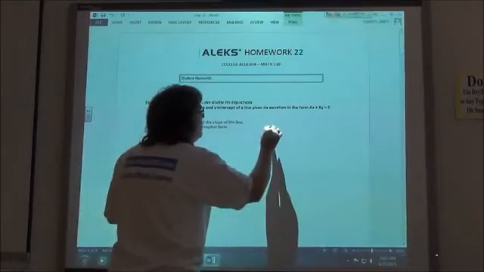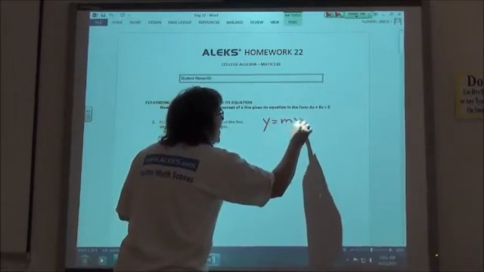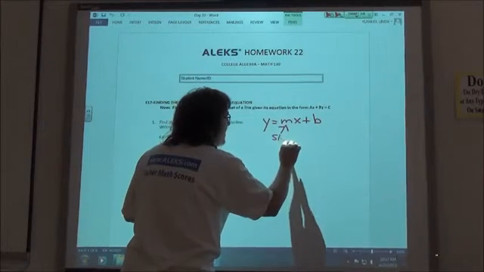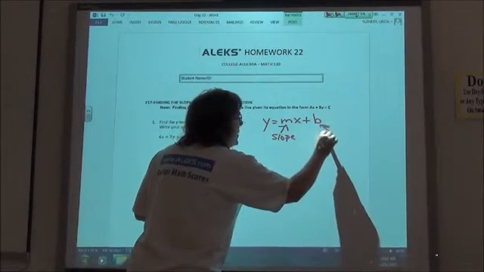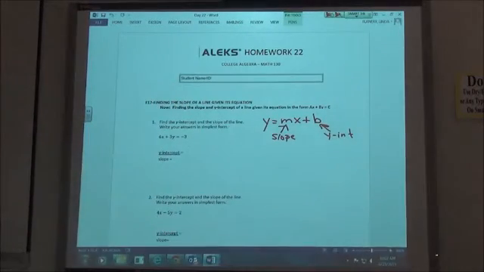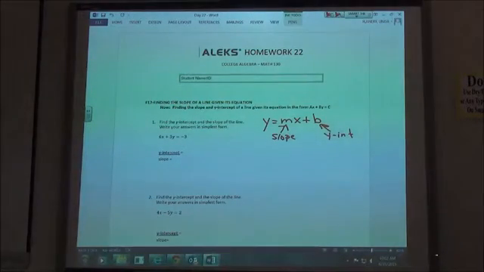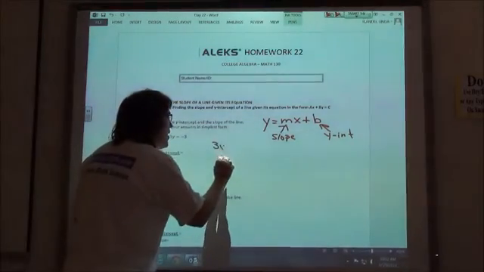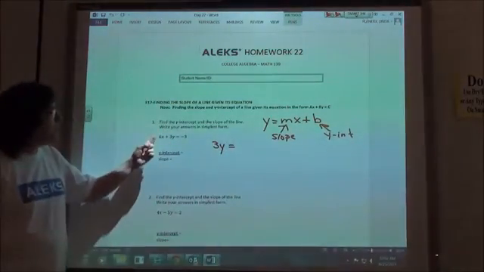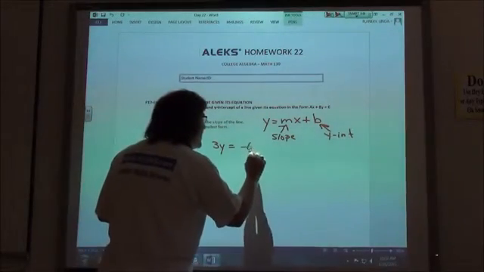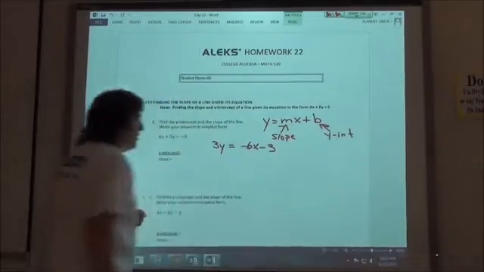So I want to have it in the form of y equals mx plus b, knowing that the value in front of the x is the slope and the b is the y-intercept. And so they're going to have you start by rearranging your equation and solving it for y. So I'm going to have 3y equals, I'm going to move my 6x to the other side, so I'm going to make that a negative 6x, and then minus 3.